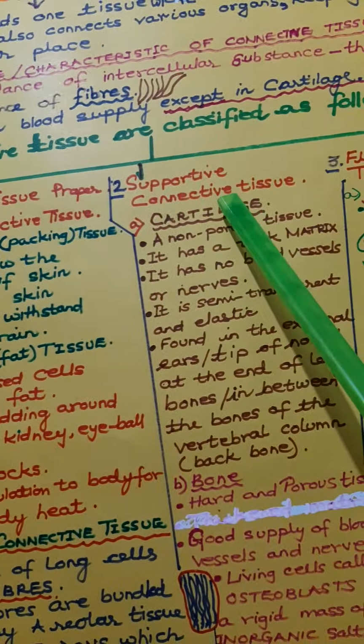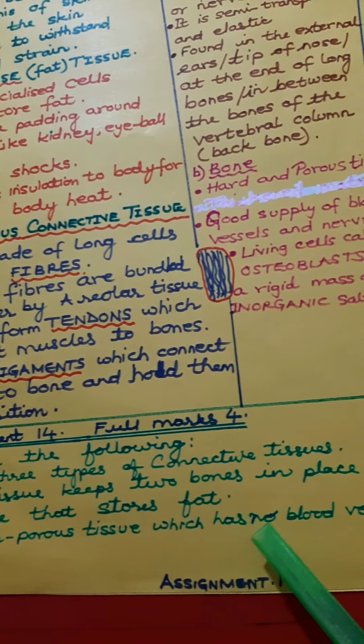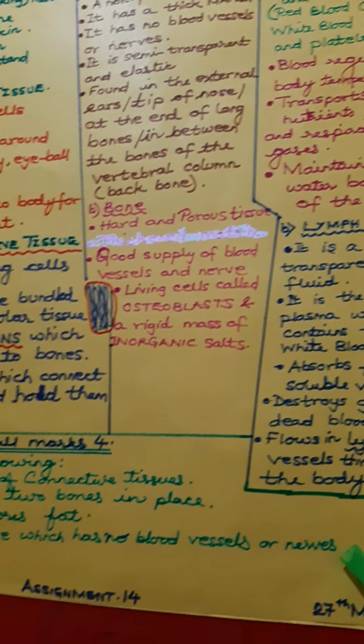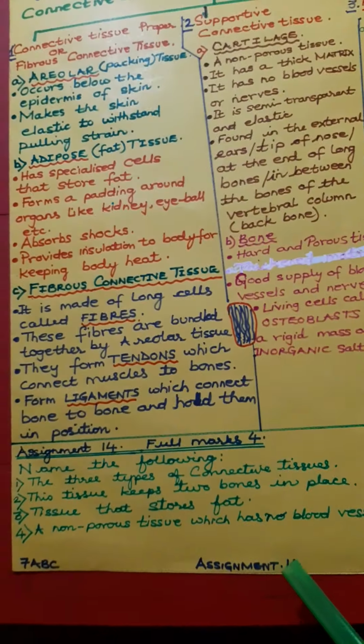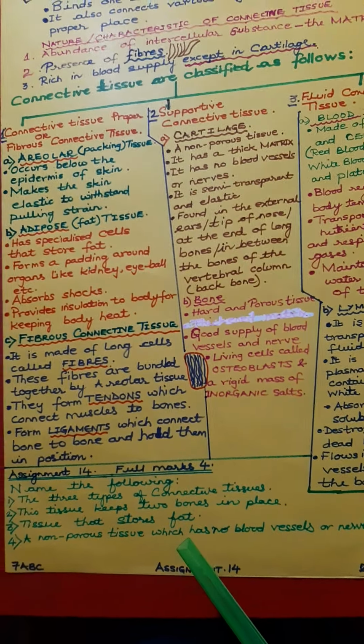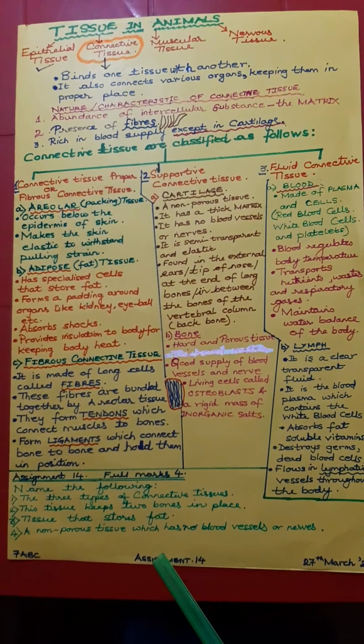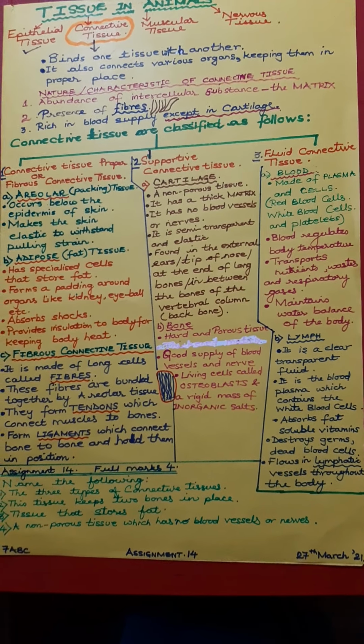Now, this tissue keeps 2 bones in place. Now, you look for that. Tissue that stores fat. A non-porous tissue which has no blood vessels or nerves. Okay, so you're going to do these 4 questions. Okay, and you will post it in my WhatsApp number. Thank you.